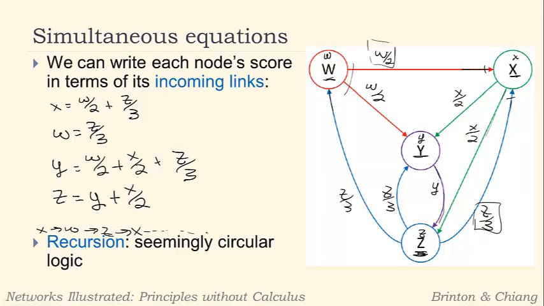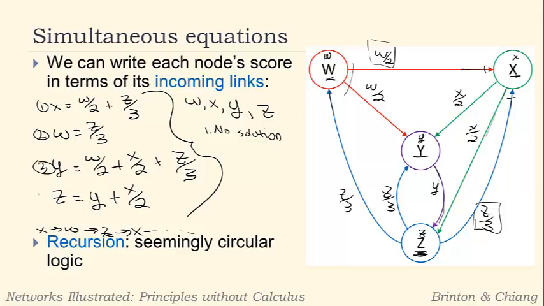But if we can come up with a solution to these equations, that's going to give us the PageRank solution, each page's PageRank importance. So we have to come up with values of W, X, Y, and Z that will satisfy each of these equations at the same time. Now, when you solve a system of equations, there's 3 possibilities. The first possibility is that there's no solution. So there may not be values of X, W, Y, and Z that can solve each of these 4. We'll say 1, 2, 3, 4. There may not be values that can do it.